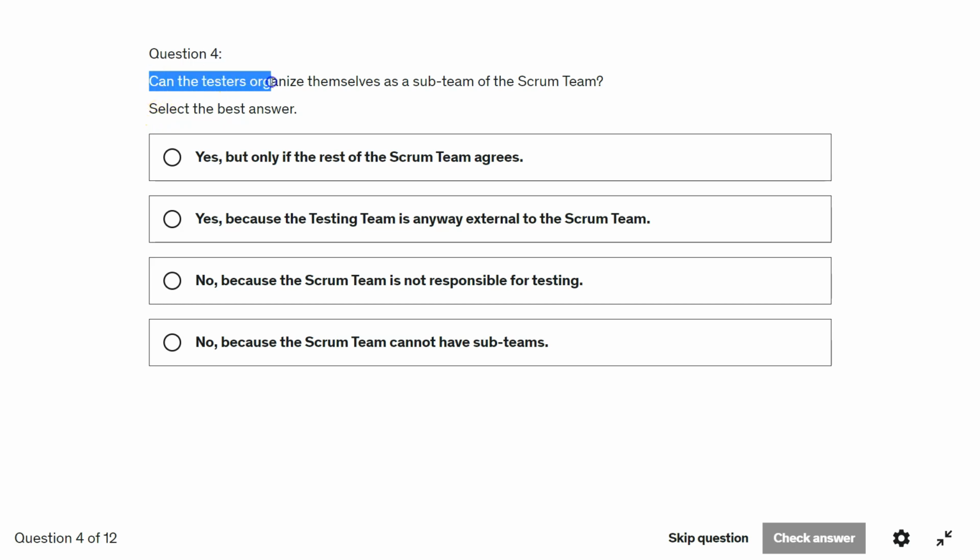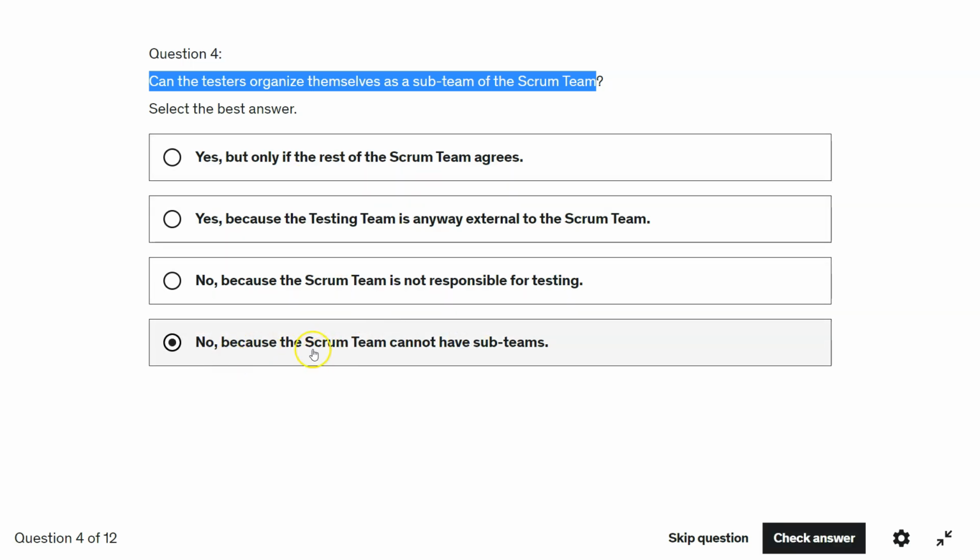Alright. Question number 4. Can the testers organize themselves as a sub-team of the Scrum team? Option A, yes, but only if the rest of the Scrum team agrees. Option B, yes, because the testing team is anyway external to the Scrum team. Option C, no, because the Scrum team is not responsible for the testing. Option D, no, because the Scrum team cannot have sub-teams.